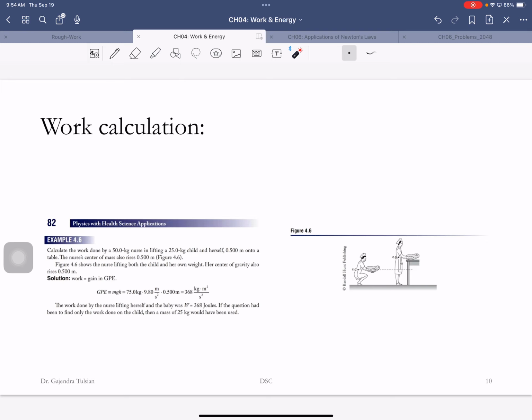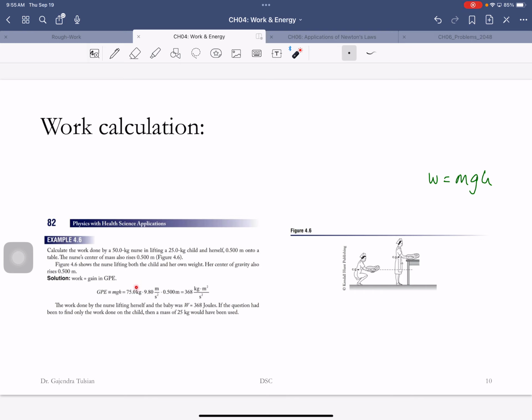All right, so in this problem, there's the center of mass of the nurse and this baby. When the nurse lifts the baby up, the center of mass has risen by this height h, and so the amount of work done is m, the mass that is lifted, times g times h. When she lifted the baby up, she lifted herself, her center of mass, and the baby. The combined center of mass rose. So this is the combined mass. And this problem just calculates that.